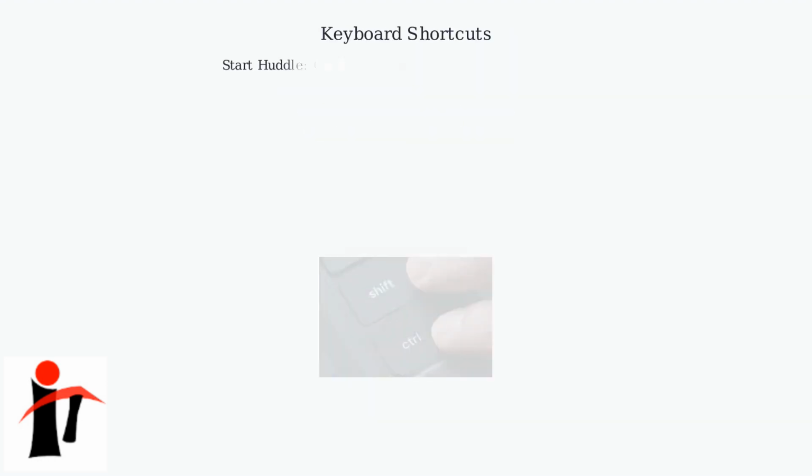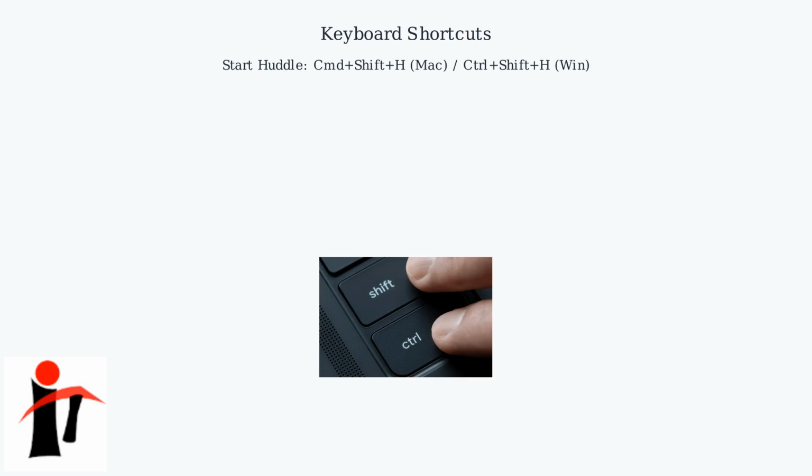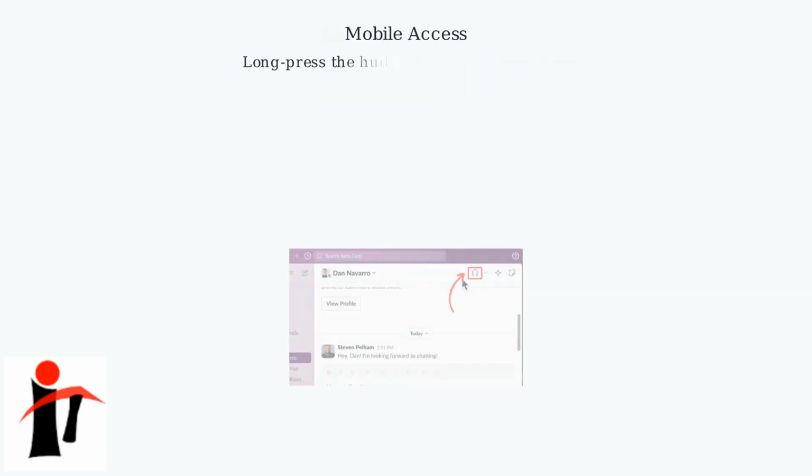Use keyboard shortcuts like Command-Shift-H on Mac or Control-Shift-H on Windows to start a huddle, Command-Shift-S on Mac or Control-Shift-S on Windows to share your screen, and the spacebar to mute/unmute. Long press the huddle icon on mobile for quick access.